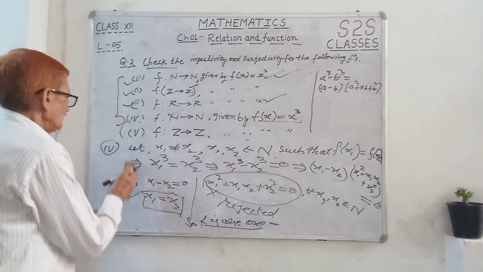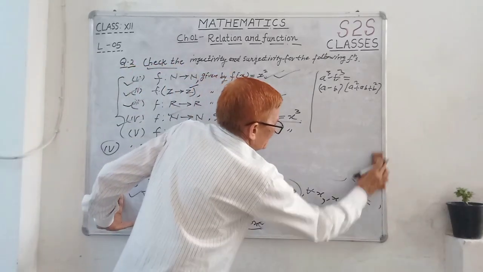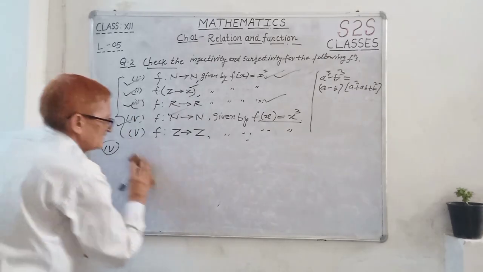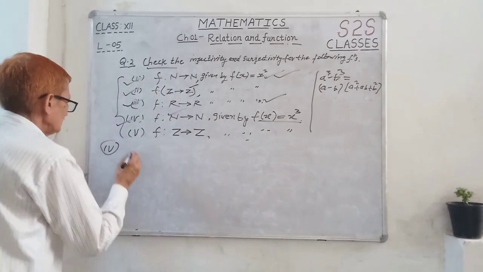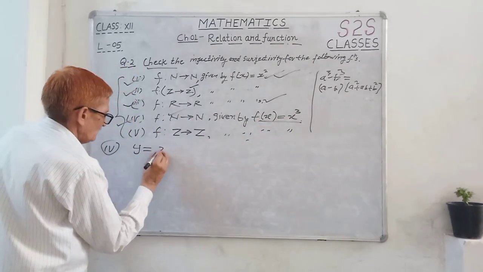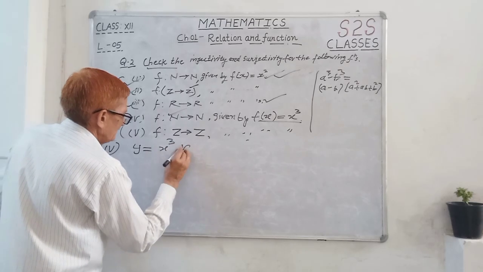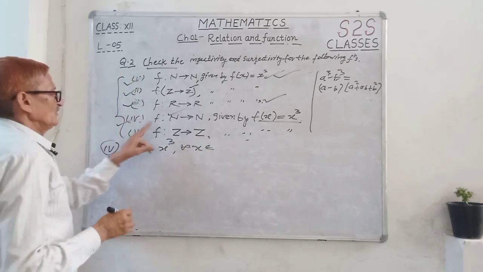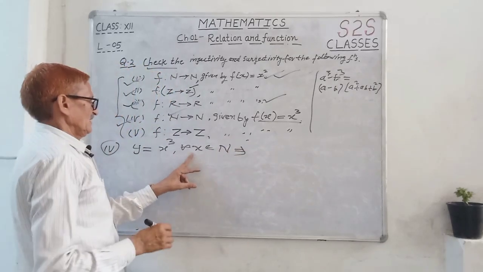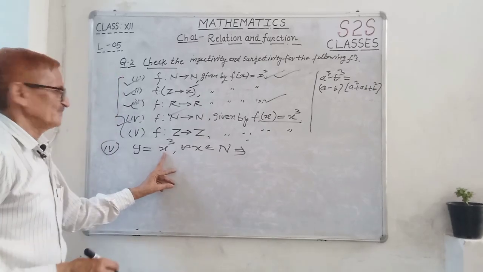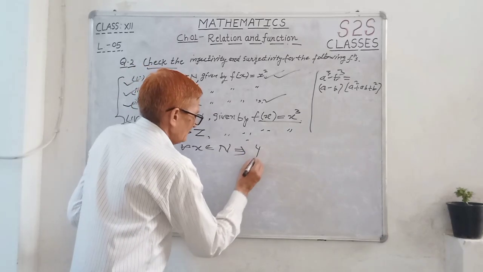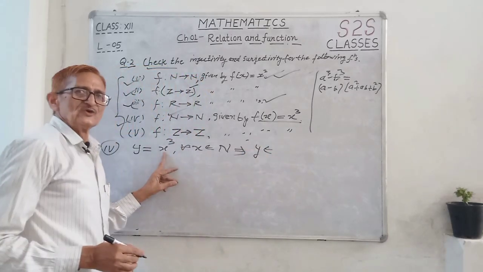Now for onto, for the fourth part, onto means we have to find the range. For onto, always discuss the value of y. Now y is equal to the function, what is the function? x cube, for every x belonging to natural numbers. Then this implies y is the cube of a natural number. So y belongs to the cubes of natural numbers.